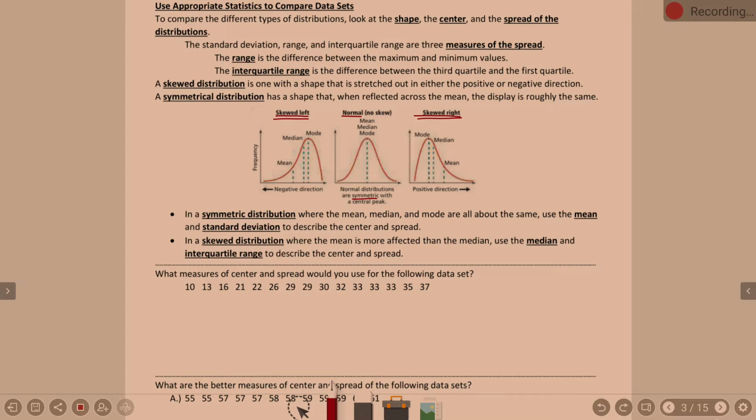Do you guys even know what a histogram is? Do you remember? No? A histogram is kind of like a bar graph, except in a histogram all your bars touch, and they each represent an interval of numbers.